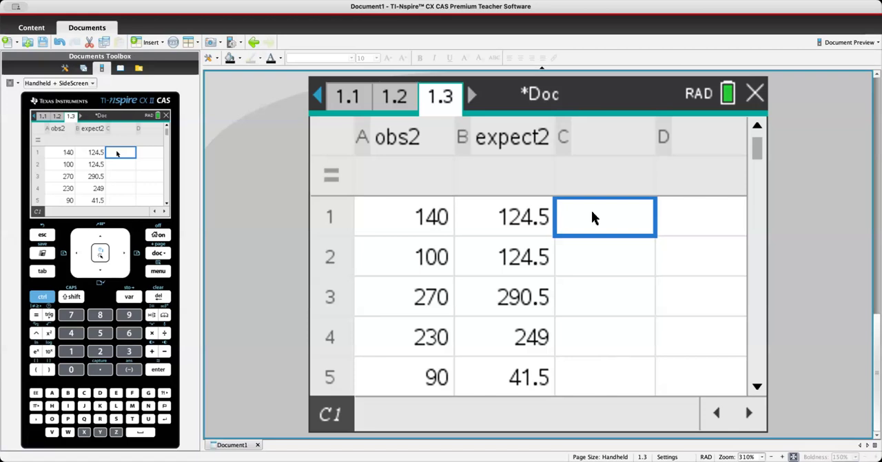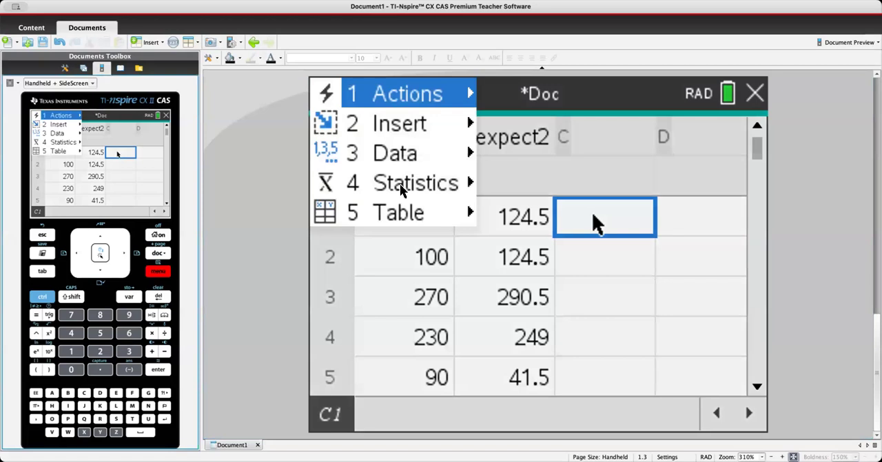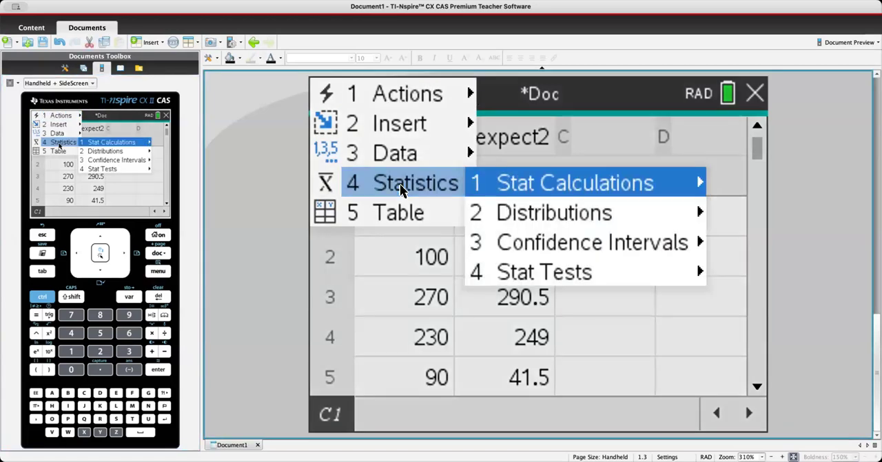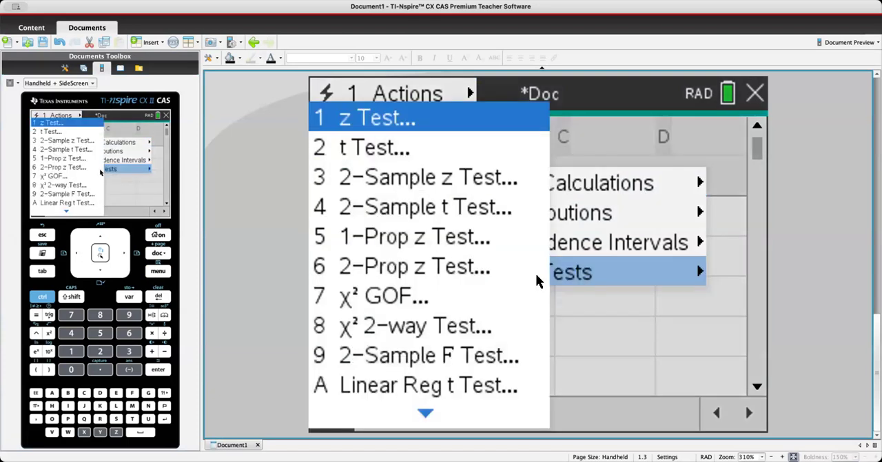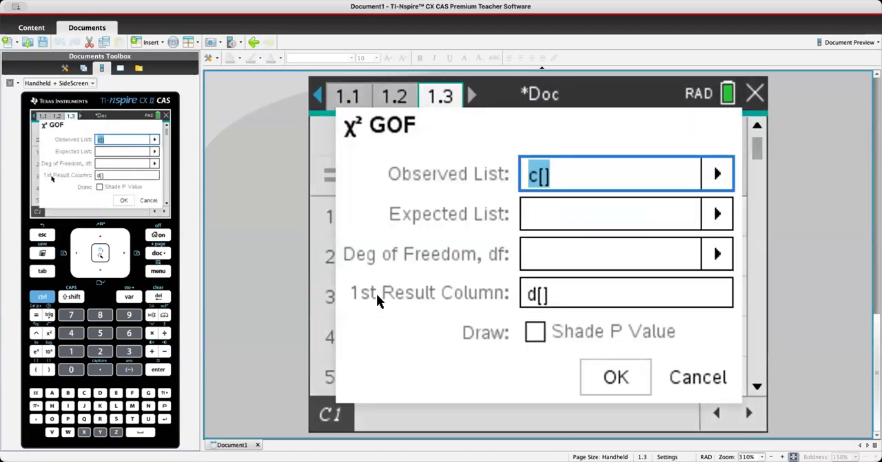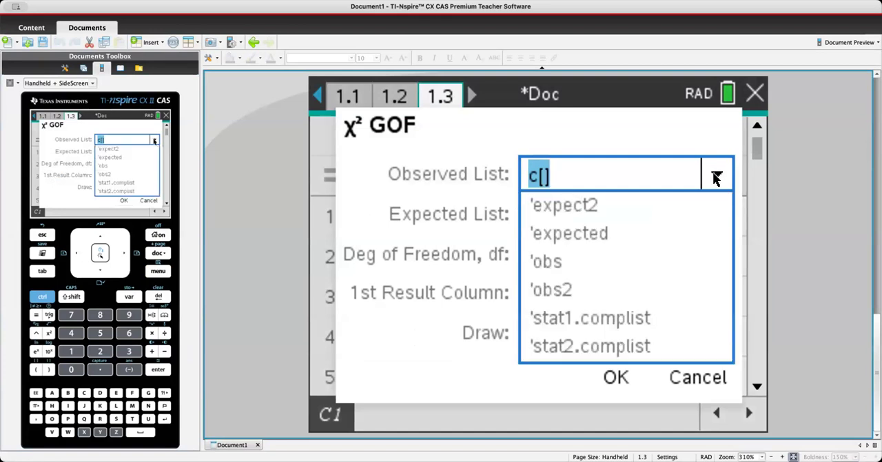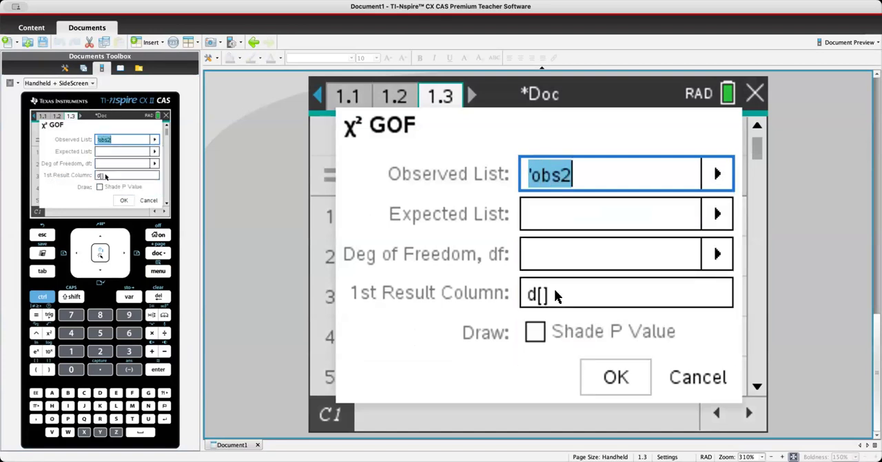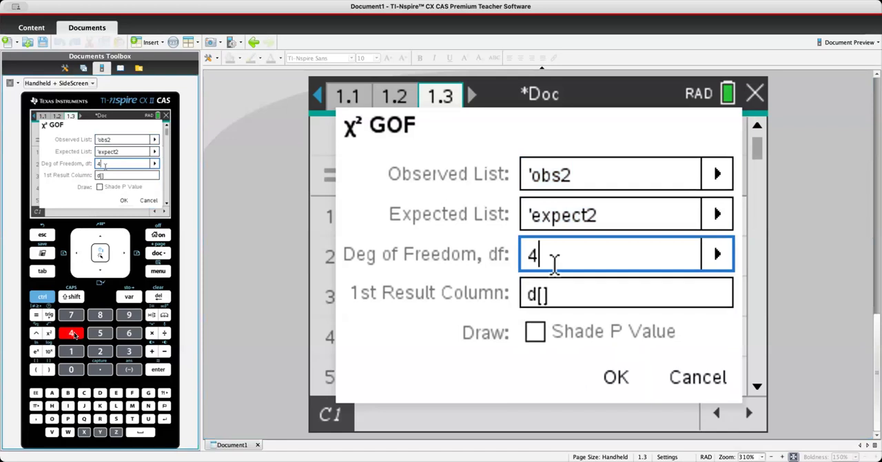we're gonna run a chi-squared GOF inference test. Okay, so I'm going to go to menu, statistics, stat test. All right, and this is a chi-squared goodness of fit test, which is option 7 here. And then I'm gonna put in the observed variable and the expected variable. And I also need to put in the degrees of freedom, which in this case is 4. And I'm going to hit OK.